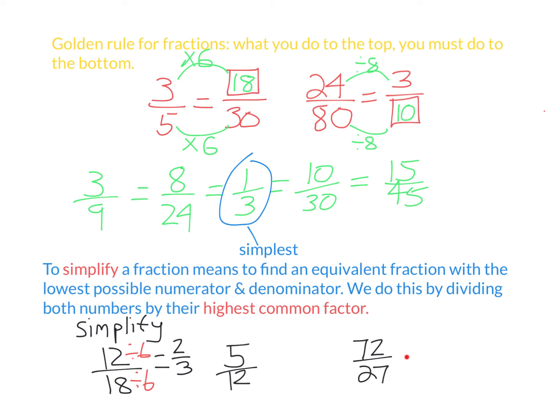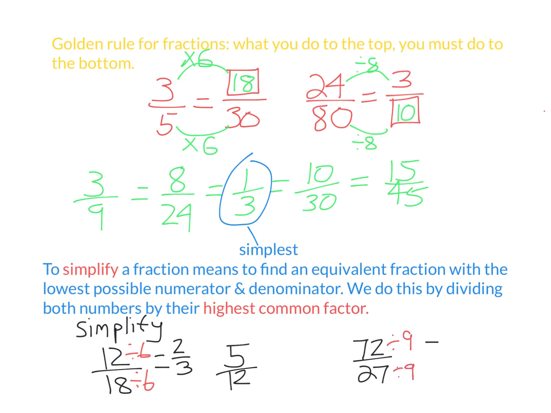Now, this is a special type of fraction called an improper fraction, where the numerator, the top number, is greater than the bottom number, the denominator. We can simplify this in the same way. What we have to do is find the highest number that goes into 72 that also goes into 27. So the factors of 27 are 1, 3, 9, and 27. 9 is the highest number that also goes into 72. 9 is the highest common factor of both.